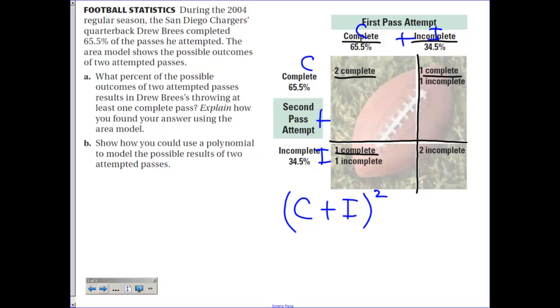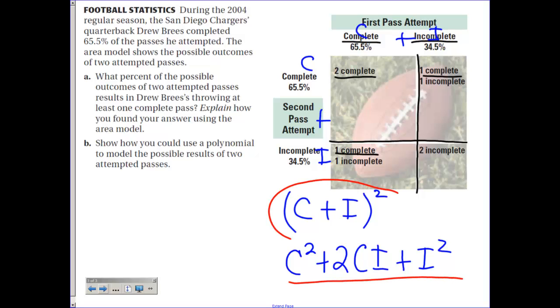So follow our square pattern. Take our first one, C, and square it, plus 2 times the first one times the second one, plus the last one squared. So this will end up being our trinomial when we square this out. So in order to answer that, all we have to do is substitute in place of C and I the percentages that match. Now the question is, they're only asking for the possible outcomes that he throws at least 1 complete pass. So the only part of the expression that we're really interested in is where it has a C. So we're only looking at this portion right here.